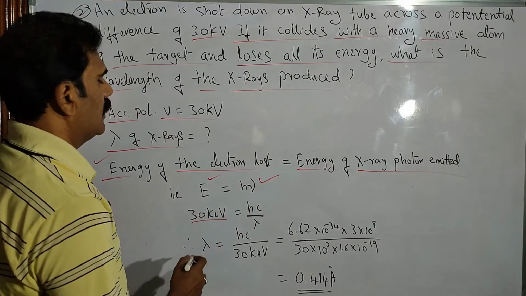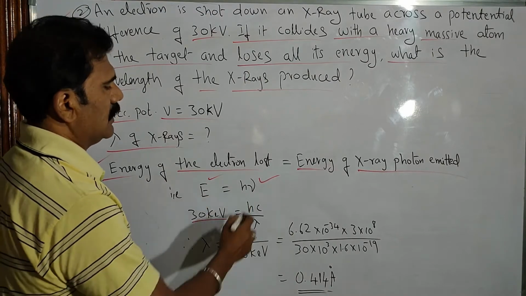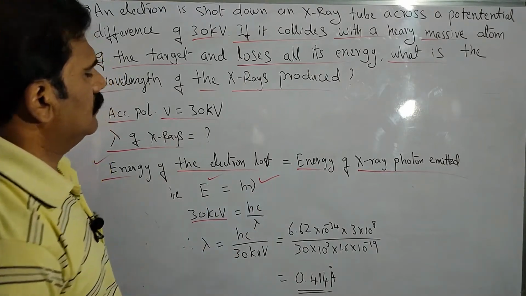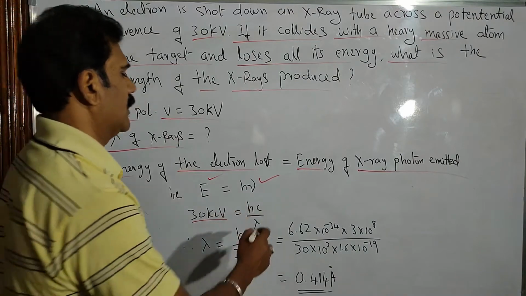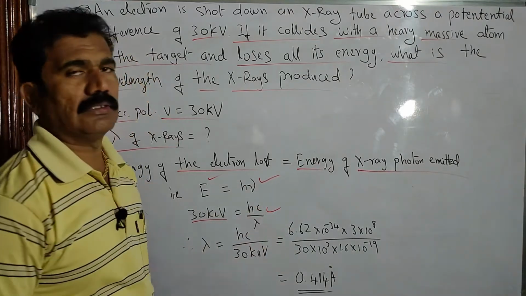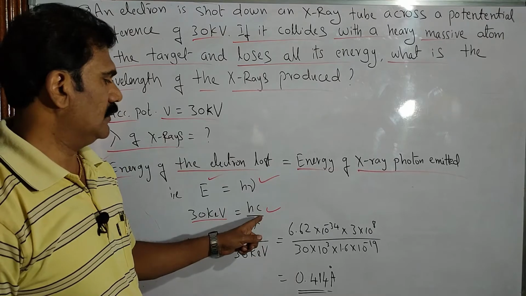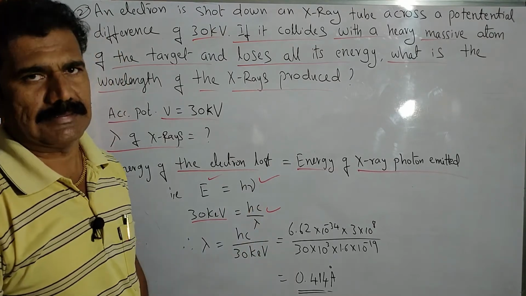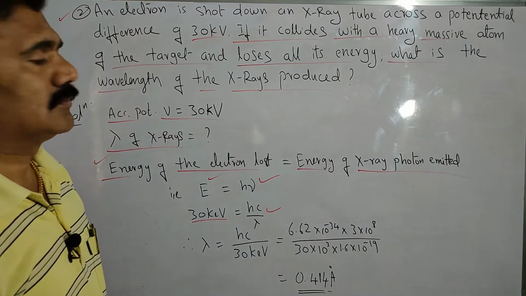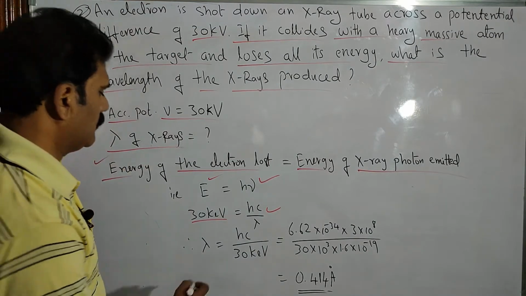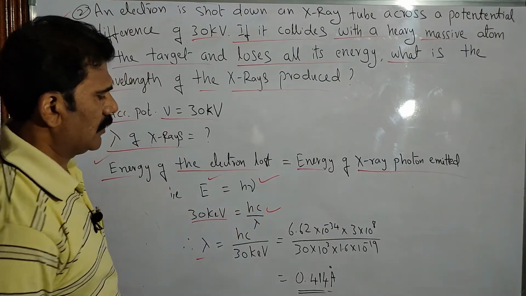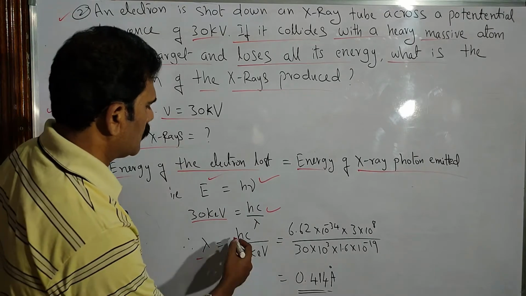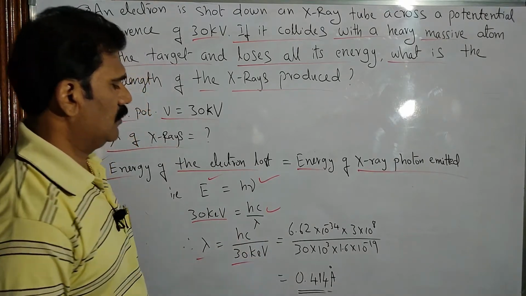H nu is the energy of the photon. So just substitute: E is equal to 30 kilovolts, and H nu you can write as Hc by lambda here, correct? Where frequency nu is equal to C by lambda, the ratio of velocity of light and wavelength of the X-rays. To calculate lambda, just take the cross multiplication of the above equation: lambda is equal to Hc by 30 kilovolts.